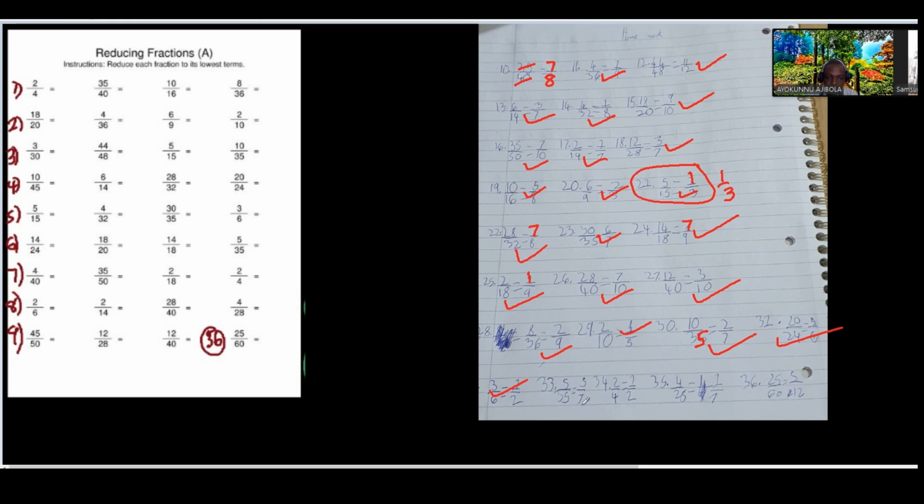5 over 35 to be, wait, what did you write here? 5 over 7, right? Yeah. And this should be 1 over 7, okay? You got 1 over 7, right? Exactly. Yes, sir. Then 2 over 4, that's 1 over 2. 4 over 28, that's 1 over 7. And the last one, 25 over 60. 5 in 25 is 5, and 5 in 60 is 12.